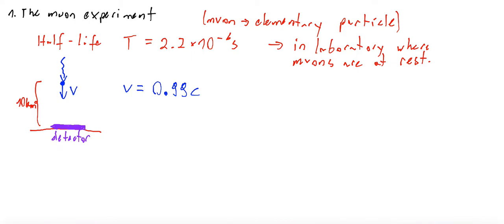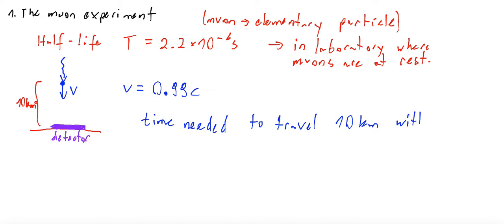Let's first calculate what time is needed to travel a distance of 10 kilometers by a particle which travels with speed 0.99 c. So let's calculate the time needed to travel 10 kilometers with a speed which is 99% of the speed of light. Okay, this is your first activity. Please do this. When you are ready, turn the video back.